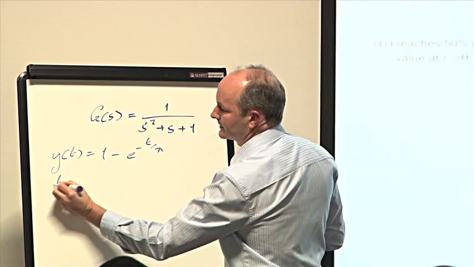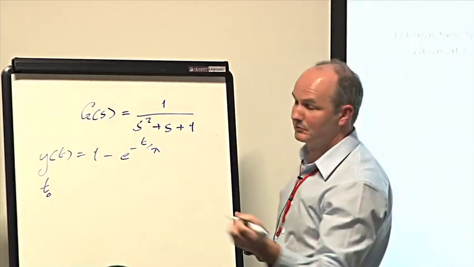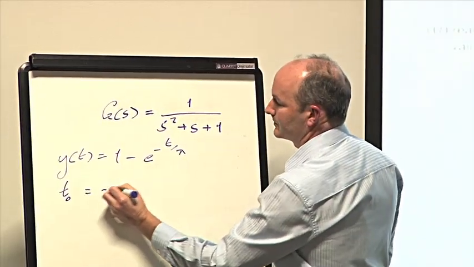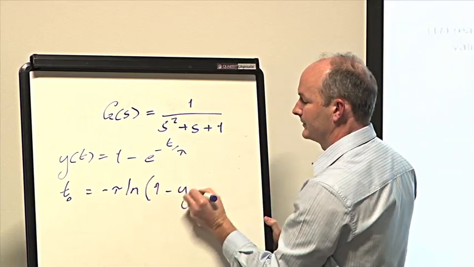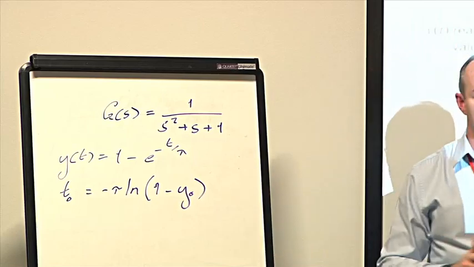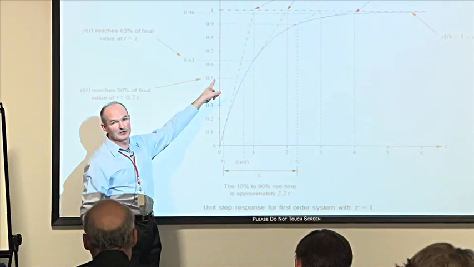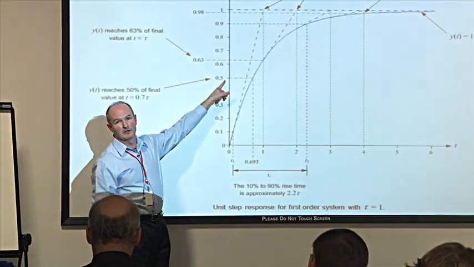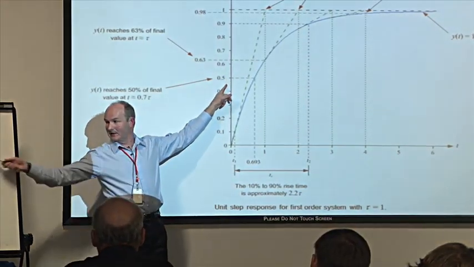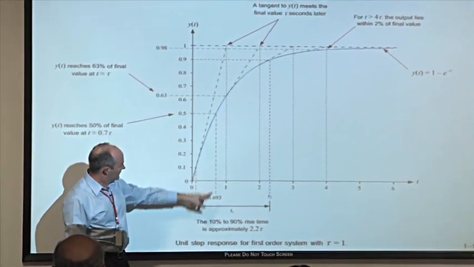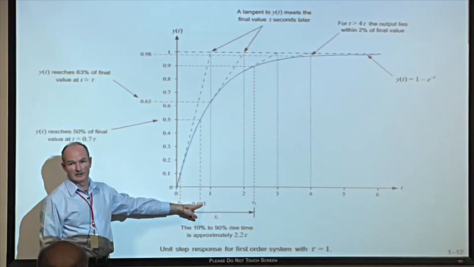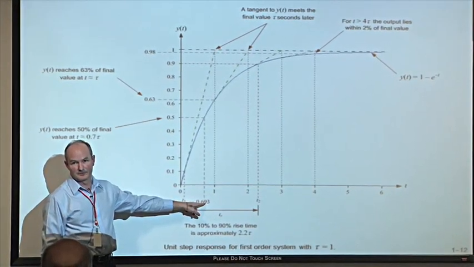So let's say that the time it takes, t0, to reach some particular output is going to be equal to minus tau times the natural log of 1 minus y0. Just a simple rearrangement. So for example, if I wanted to know how long it took this response to get to 50% of final value, y0 would be 0.5. It'll be minus tau times the natural log of 0.5. And you'll find the answer is 0.693 time constants.